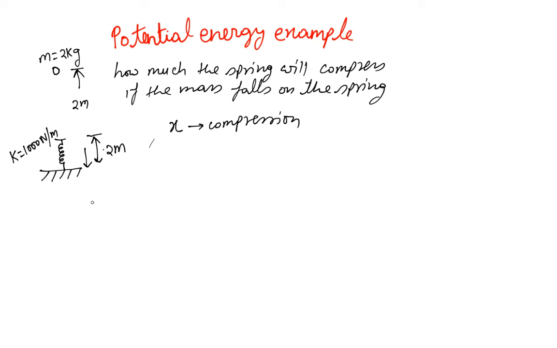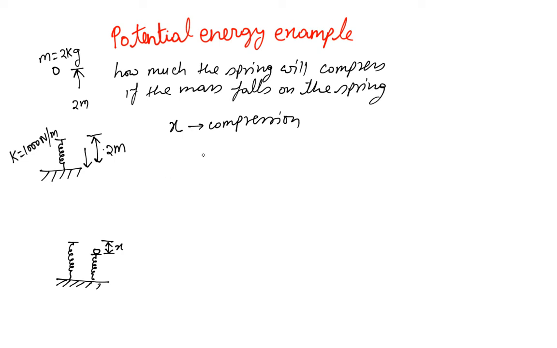So our final diagram will look something like this. This was the unstretched spring, this is the compressed spring, and we are assuming that it got compressed by a distance x. So how should we solve this? Well, it's just a matter of changing the gravitational potential energy into the spring potential energy.